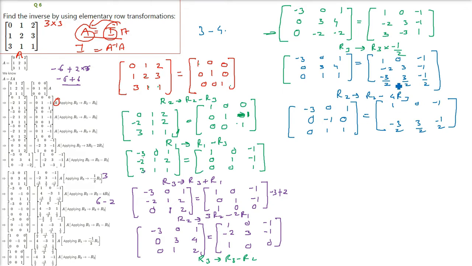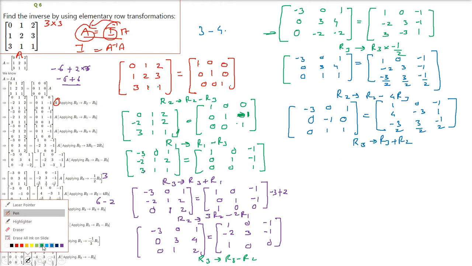So I'm just writing it. I hope you'll be able to do that. I'm just writing the values here because that has to be done the same way as the left hand one. Now R3 we are changing to R3 plus R2. So only R3 will change.